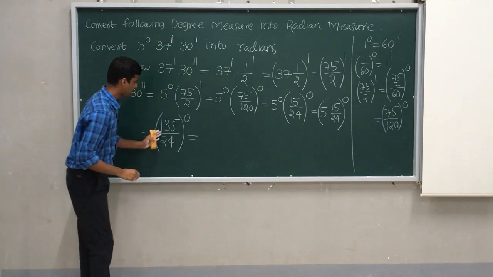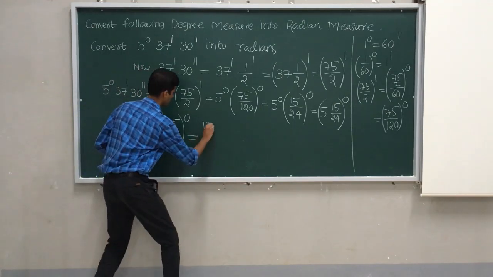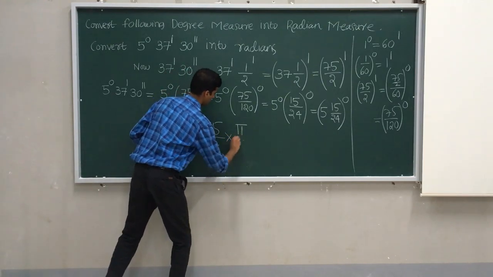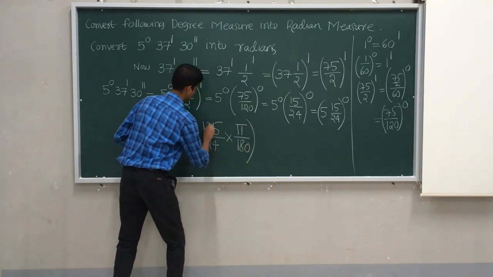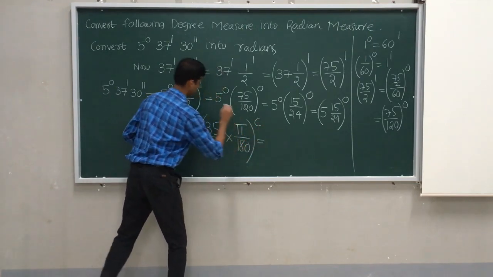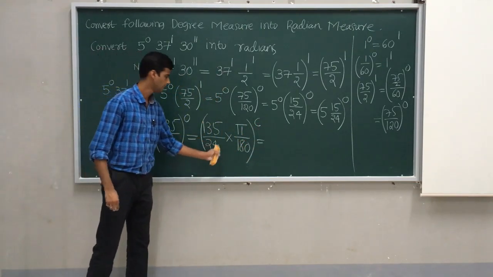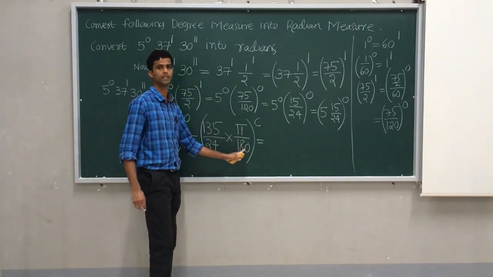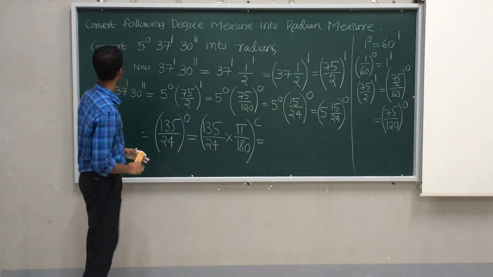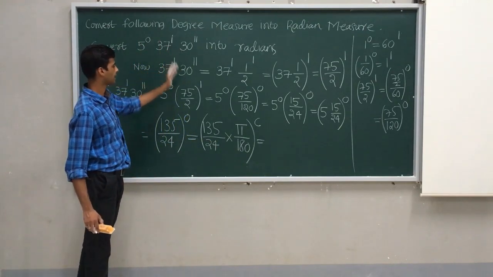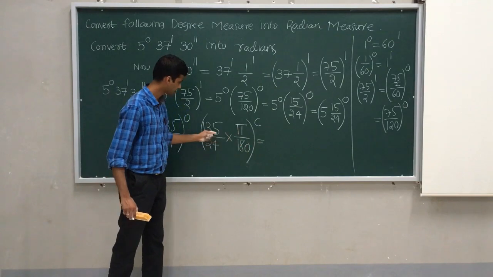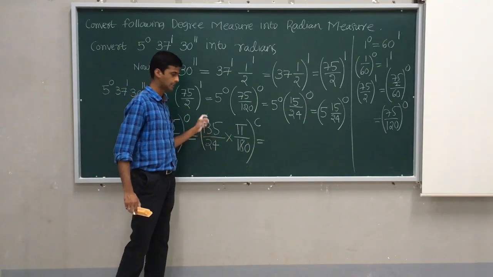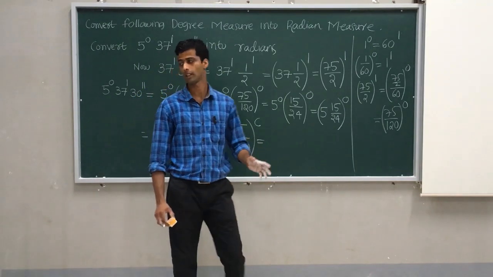Then I want finally in radian, right? It's 135 by 24 into pi by 180 radian. If possible, you simplify. We got the final answer as 135 divided by 24 times 180, times pi. So I have converted 5 degrees 37 minutes 30 seconds in this particular format. You can simplify further this 180 as well as 135. Simplify, you get the final answer to that particular question.